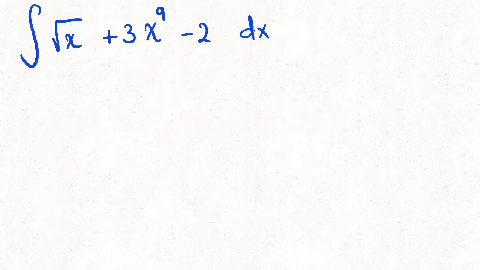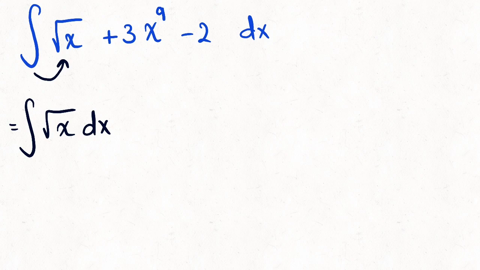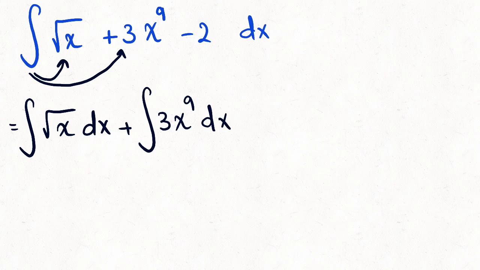Another example: find the integration of radical x plus 3x to the power 9 minus 2. Now the trick: radical x is basically x to the power 0.5. We will distribute the integration over the three terms as illustrated in front of you. Then we will apply the rule.